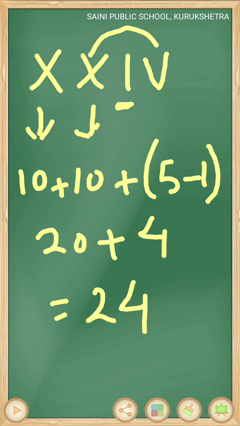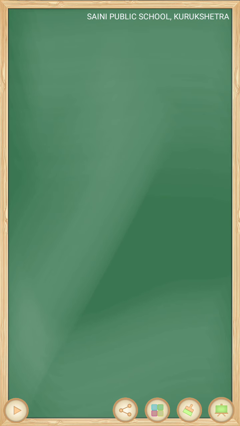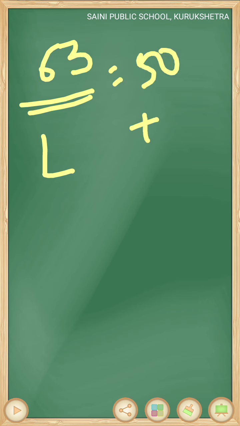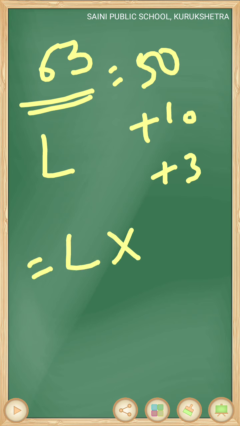So, by following these rules, we can write larger Roman numerals. For example, if I want to write 63, how will I write it? First of all, you can break it into small parts. It will become 50 plus 10 plus 3. Now, the symbol for 50 is L, the symbol for 10 is X, and the symbol for 3 is I. So we can write like this.